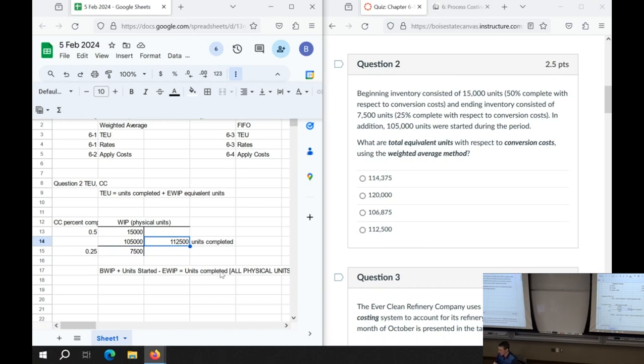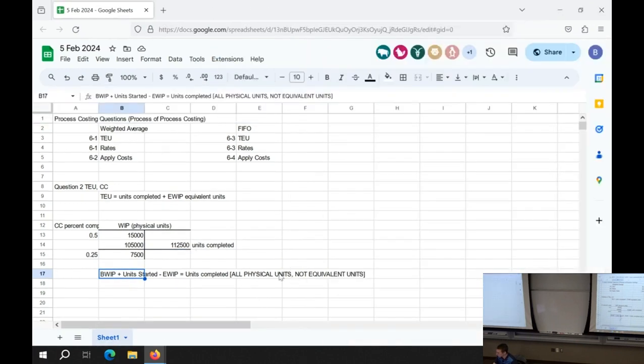All right? And I put the note in here. This is all in physical units, not equivalent units. We're just doing all this in physical units right now. We've got a note over here, the percent complete, so we can convert to equivalent units when we get there. All right, so now we have units completed.